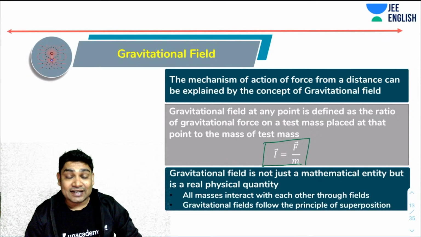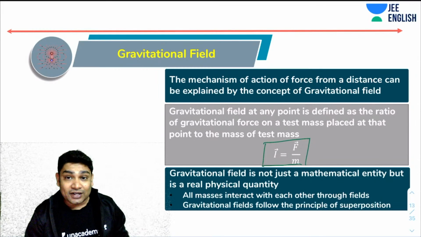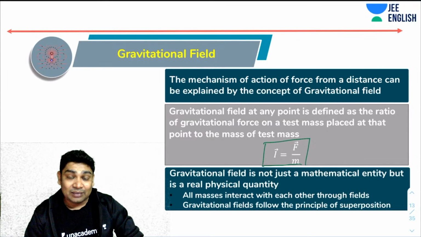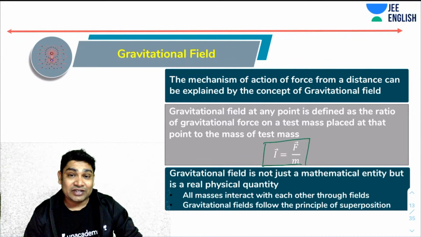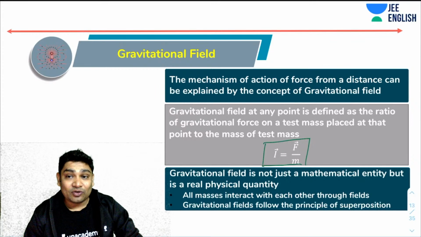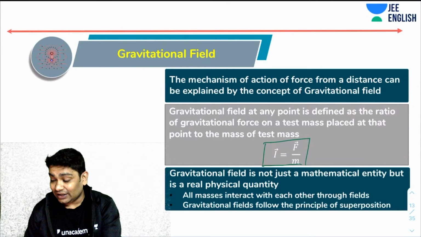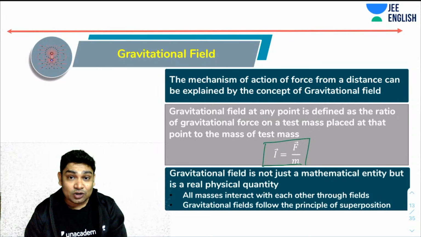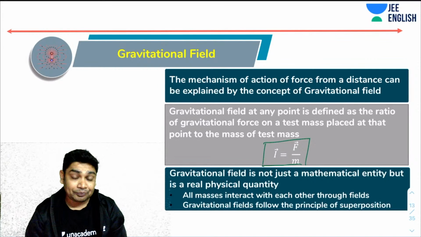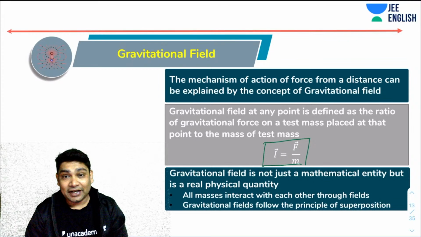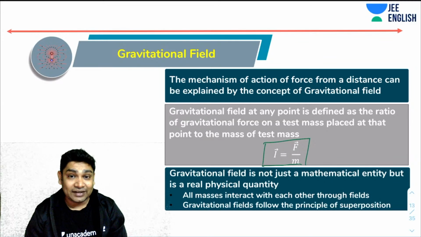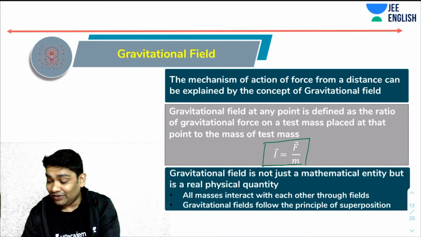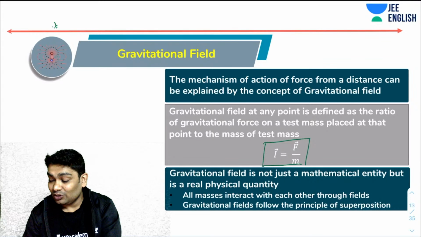Now, gravitational field intensity, as I told you in the last class also, is not just a hypothetical mathematical entity. Turns out it's a physical quantity and all masses interact with each other through fields. Gravitational fields also follow the principle of superposition. Now, one very interesting thing: gravitational fields also take a finite amount of time to travel. Just like your electromagnetic fields, which we will talk about in the next class, gravitational fields actually travel at the speed of light. So that is another very interesting fact. So let me introduce you to that.